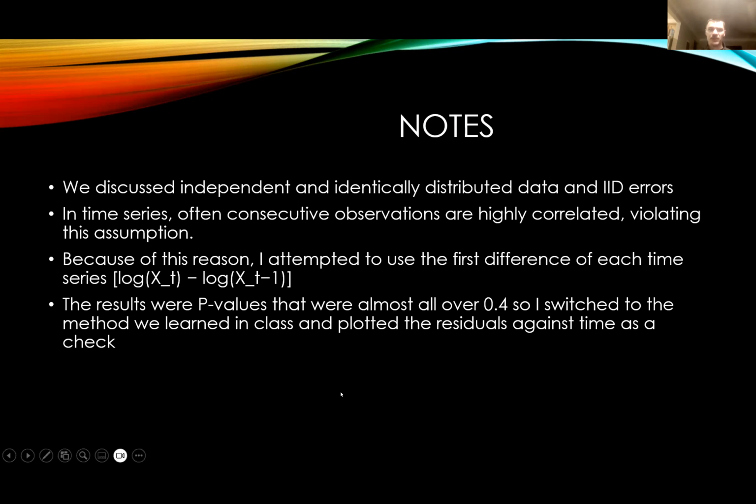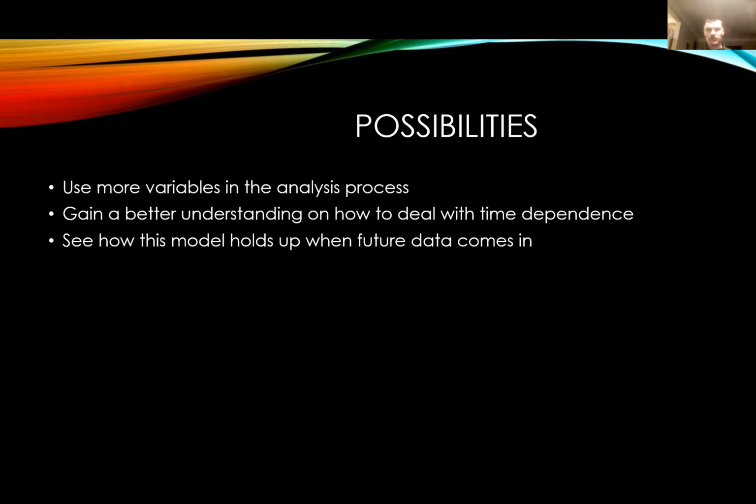So I decided to switch to the method that I was familiar with from class and plotted the residuals against time in order to check this, and it seemed like it was evenly distributed, so it was valid. Some possibilities to improve it would be to use more variables in the analysis process that could later be determined to be dropped by AIC. Also, to gain a better understanding of how to deal with the time dependence issues, since I was largely unfamiliar with that. And also to see how this model holds up when the future data comes in the coming days or weeks or months.